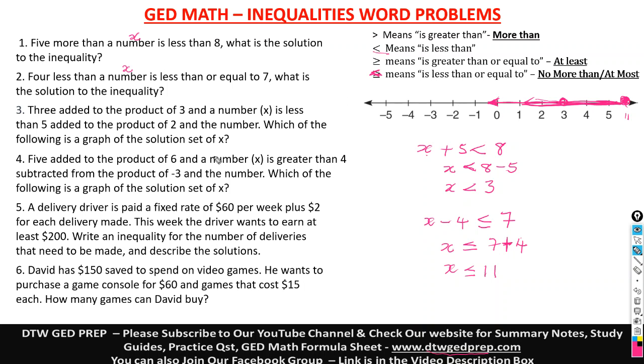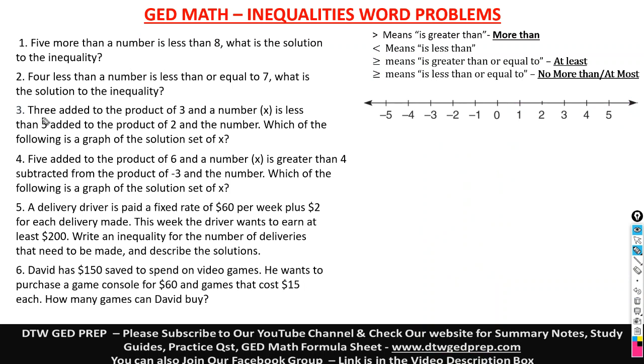Now for number three, let me clean up this. Number three says three added to the product of three and a number x. The product of three and a number x is 3x. That's 3 times x, because it's a product, which will give us 3x.